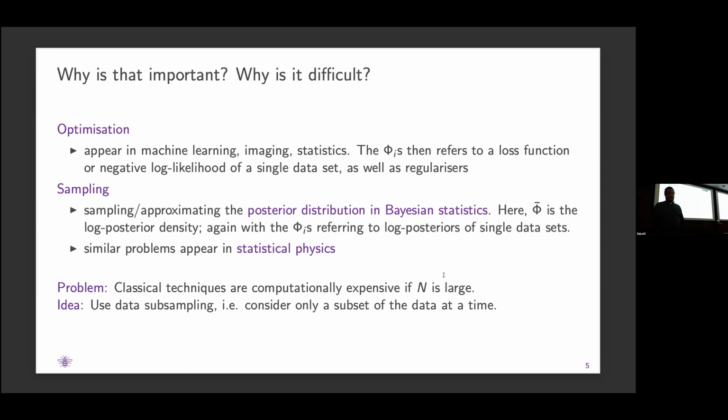Now the problem is that most classical techniques are very expensive when n, the number of data sets, is very large. We'll come to that in a moment. And the idea that many people are using in these settings is so-called data subsampling. That is, instead of having all n at the same time, I have only a few at the same time, or only one data set at the same time, and not all of them.